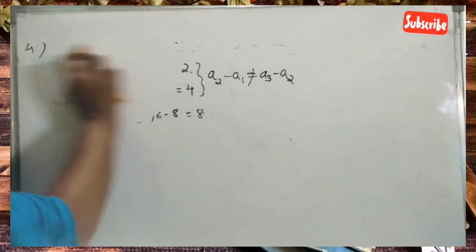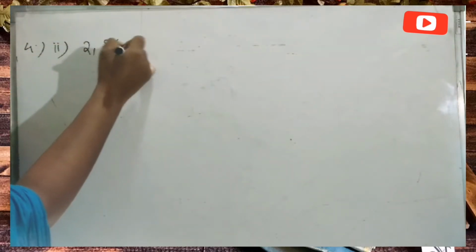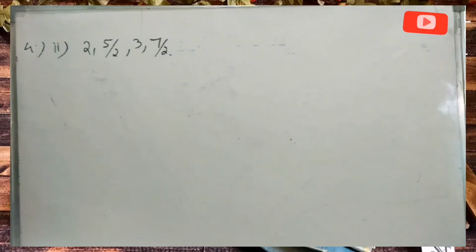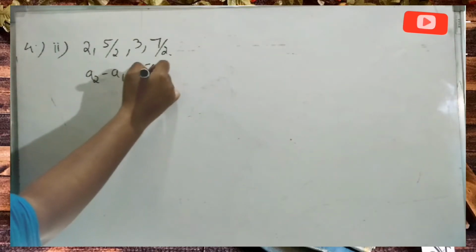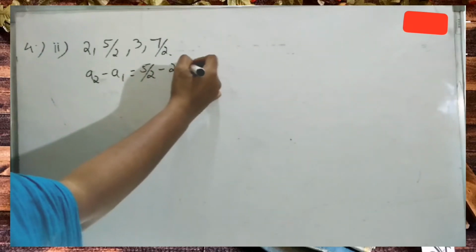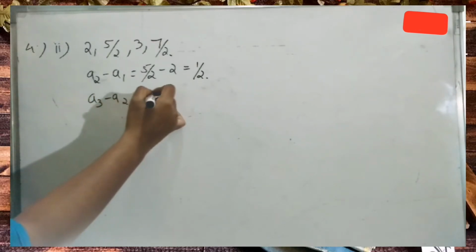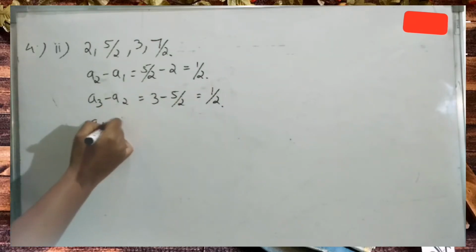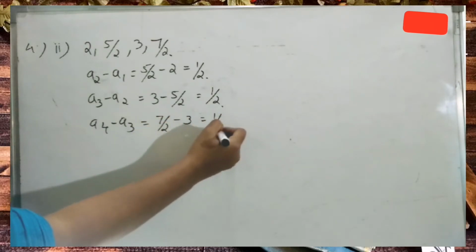Now second one, 2, 5 by 2, 3, 7 by 2. Here second term minus first term, 5 by 2 minus 2, is equal to 1 by 2. Now a3 minus a2 is equal to 3 minus 5 by 2, which is equal to 1 by 2. Now a4 minus a3, 7 by 2 minus 3, we also get 1 by 2.